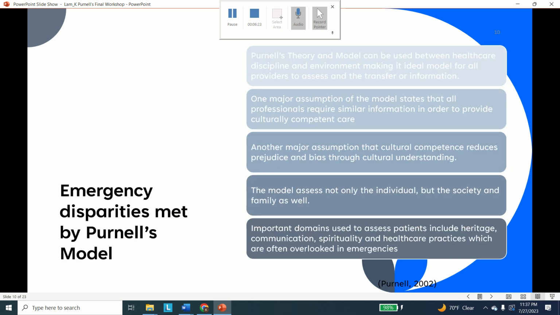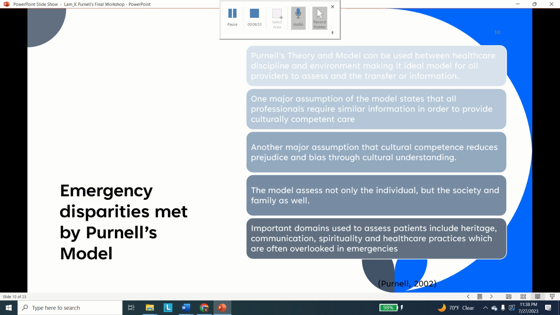Emergency disparities and how can Purnell's model be used to address these areas. So Purnell's model can be used between healthcare, discipline, and environment, making an ideal model for all providers to assess and transfer information. One major assumption of the model states that all professionals require similar information in order to provide culturally competent care.